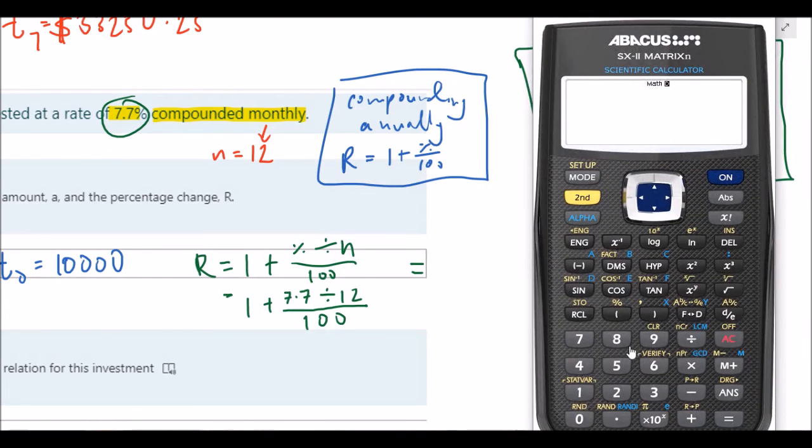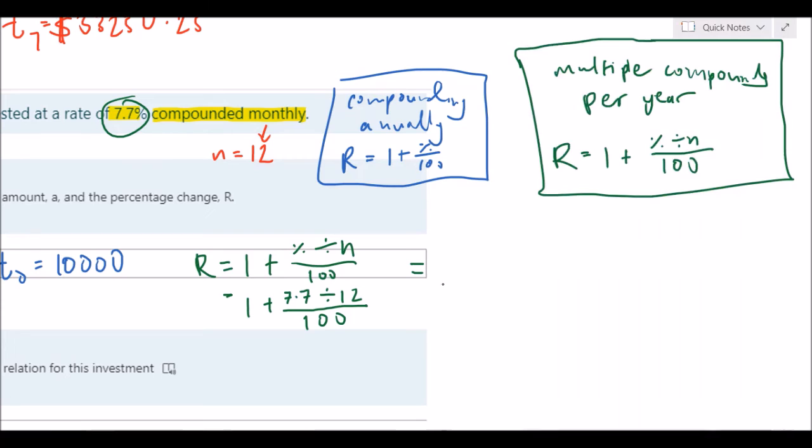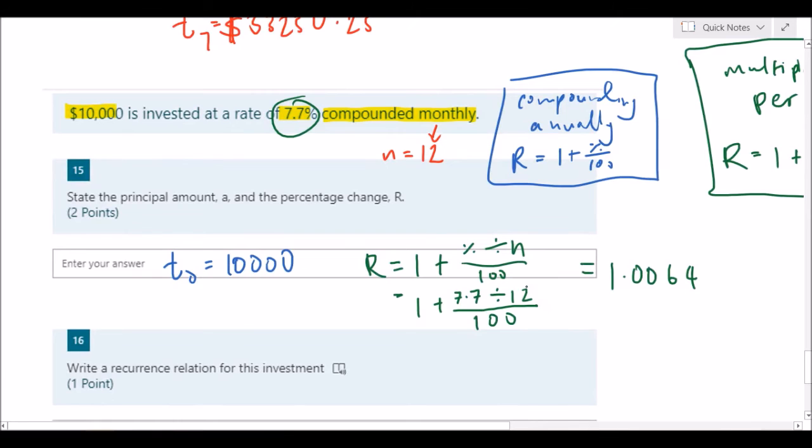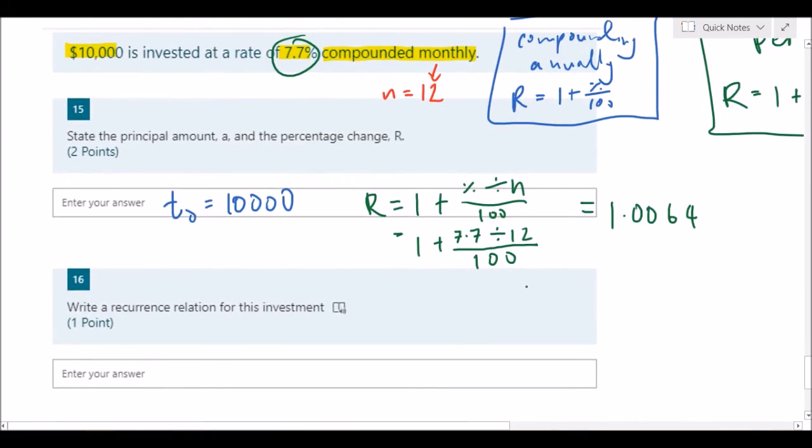And so 1 plus 7.7 divided by the number of compounds, which is 12, over 100, which equals 1.0064. That's my common ratio right there. Now, if you were to put your answers here, I wouldn't mind if you just put this, or at least R equals this, as your answer.